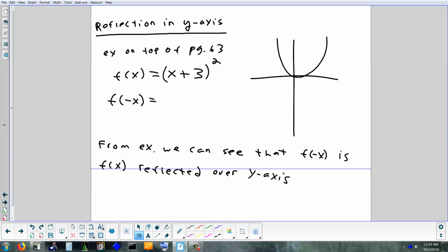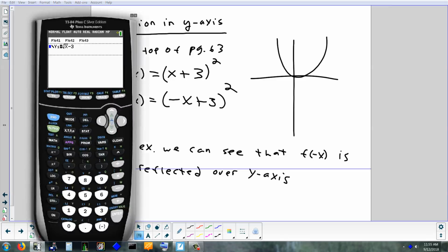All right, so basically, if you put a negative in front of the function, like we did yesterday, that causes a flip over the x-axis. If you put a negative with the variable inside the function, okay, not out in front, inside, that causes the graph to reflect over the y-axis. Okay, and I'll show you that real quick.